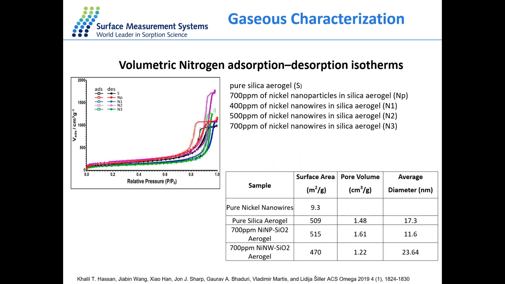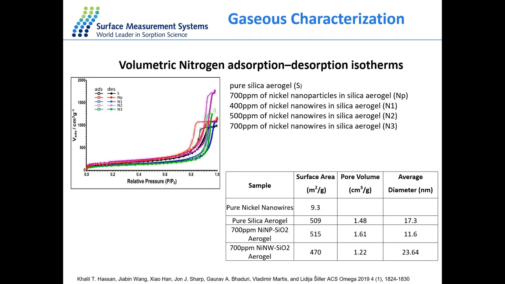Now, gaseous characterization. Let's first discuss the volumetric data. Here, look at the nitrogen adsorption and desorption isotherms on the left-hand side of pure silica aerogels and different loadings of nickel nanoparticles in silica aerogels. Both nickel samples show type 4 isotherms and hysteresis loop H1. The type 4 isotherm indicates a mesoporous structure, and the hysteresis loop indicates that the catalyst has a narrow range of uniform mesopores. This is also in agreement with the SEM images which you were shown earlier.